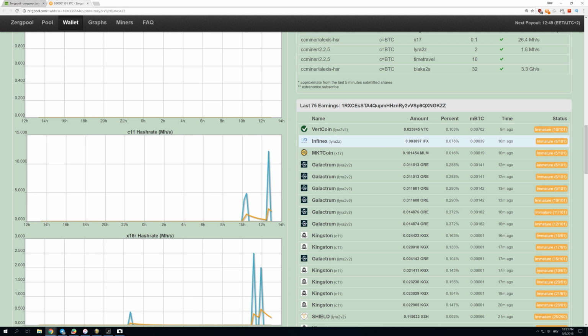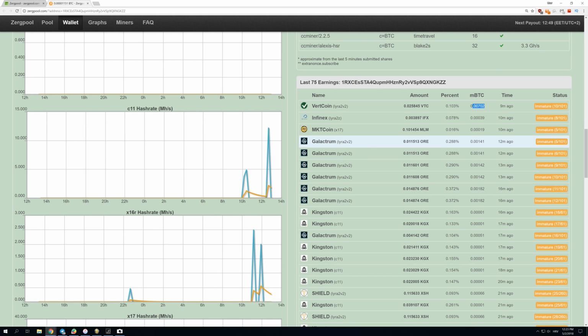But over here, 10 minutes ago, you can see that we solved a block in Infinex, and my part over here was only 39 satoshis, and in this block right here it was 19 satoshis. So you can see that in this minute the total I earned was almost 50 satoshis, but over here I earned 702 satoshis. So luck plays a huge factor in how you are paid from the pool.